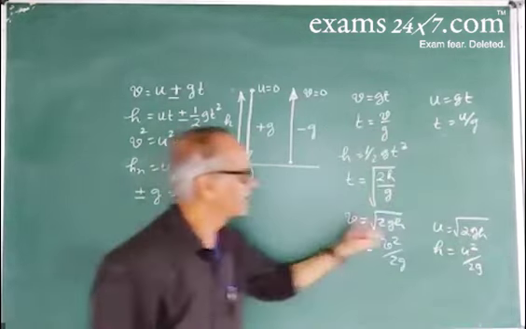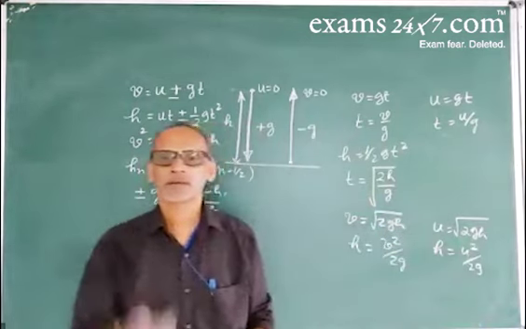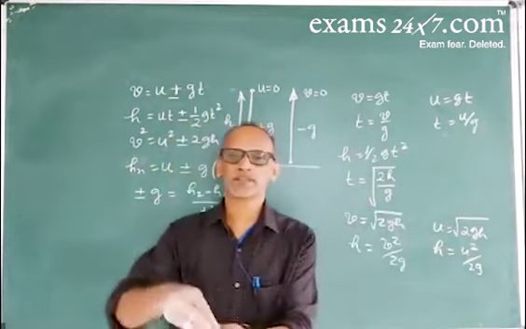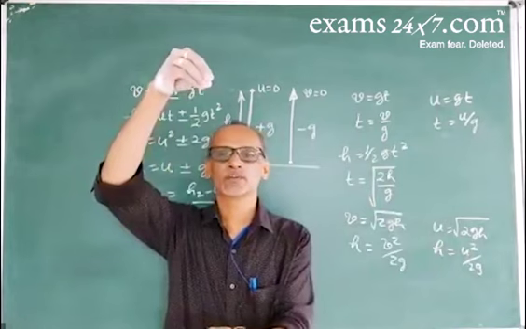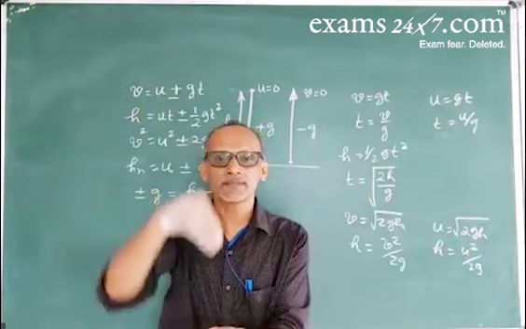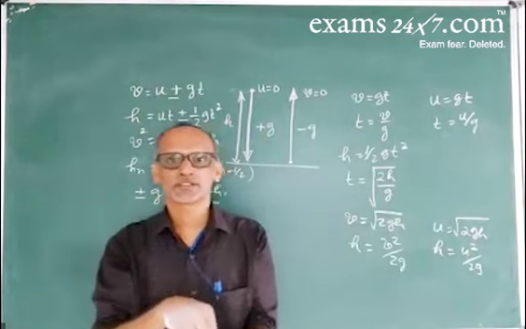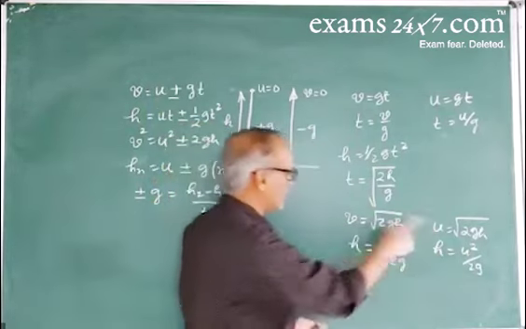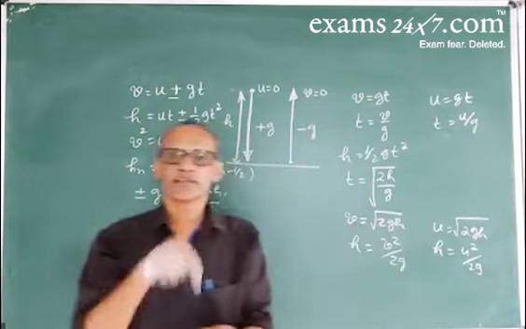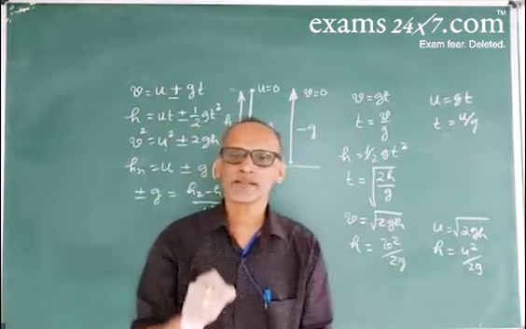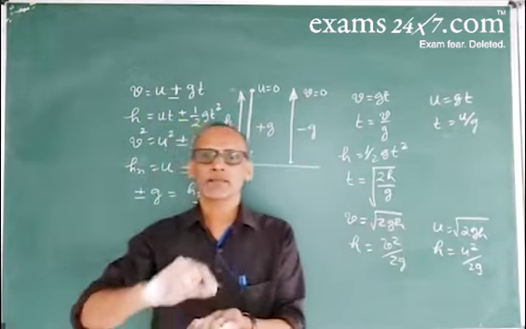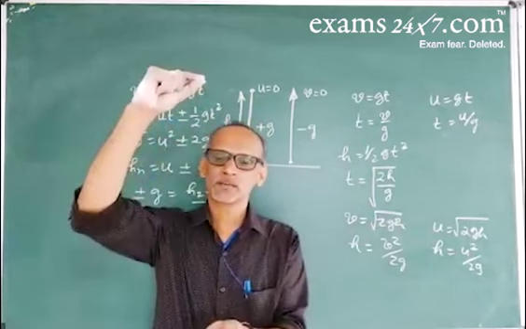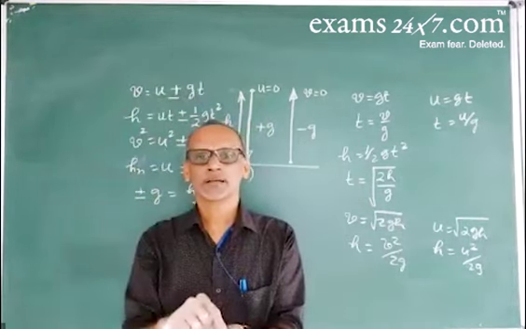And that very clearly shows that when a body is thrown upward, the velocity with which it is projected is always equal to the velocity with which it reaches the point of projection. Velocity with which it is projected, u, is equal to the velocity with which it reaches the point of projection. And that is the reason why the time taken by the body to reach the maximum height is equal to the time taken to come back to the same point.